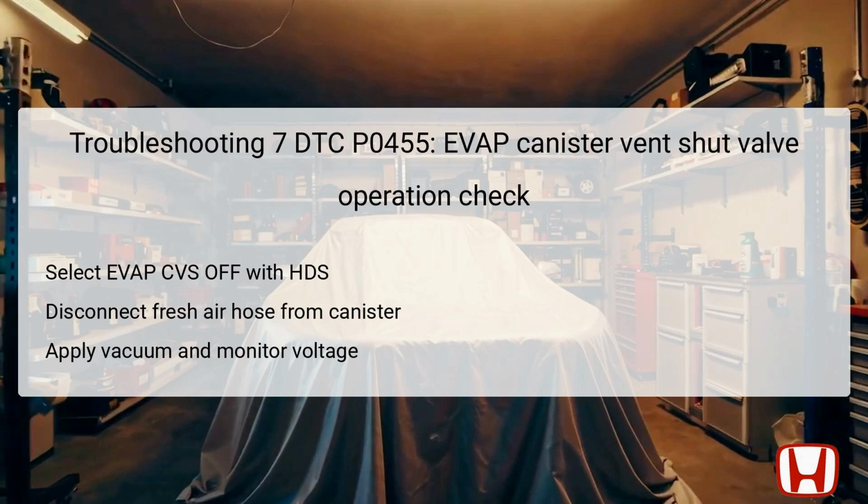If the voltage increases more than 0.2 volt, the vent shut valve is functioning correctly, allowing proper venting. If the voltage does not increase sufficiently, it indicates the vent valve or its line may be defective. This diagnosis helps locate whether the fault resides in the vent shut valve or the purge line.